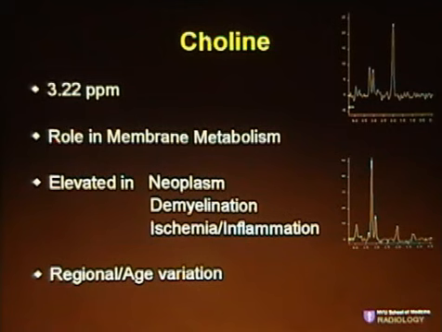So choline is a very important metabolite. It's seen at 3.22 ppm. It has a role in membrane metabolism, but it is elevated, this metabolite, in a number of different settings: tumors, demyelination, ischemia, and inflammation. As well as that, there is some regional and age variation in the metabolites.